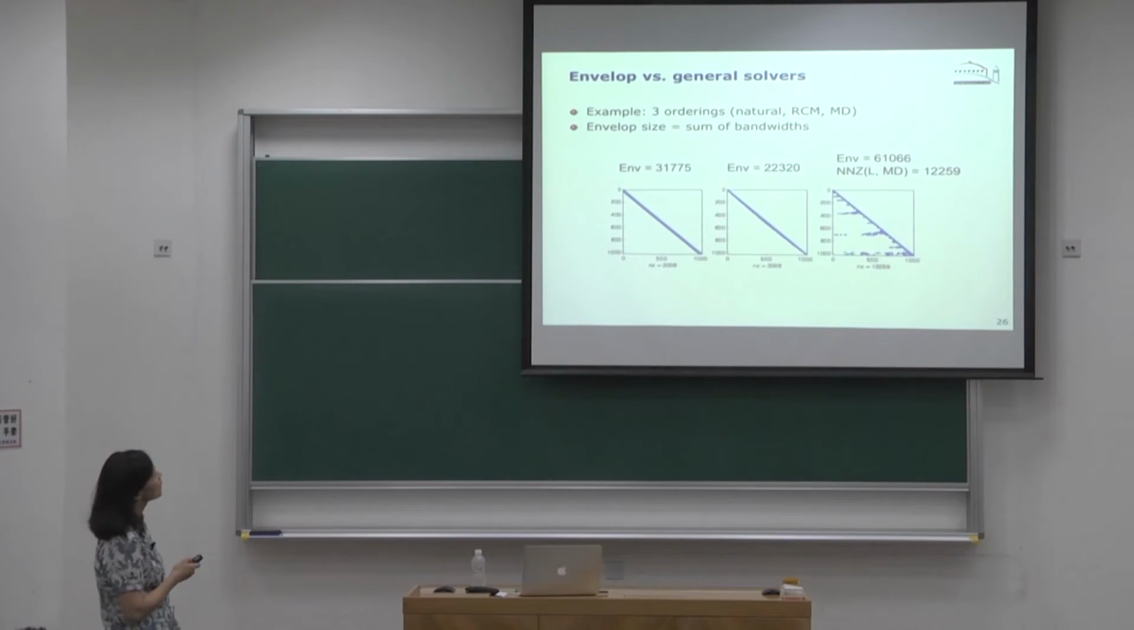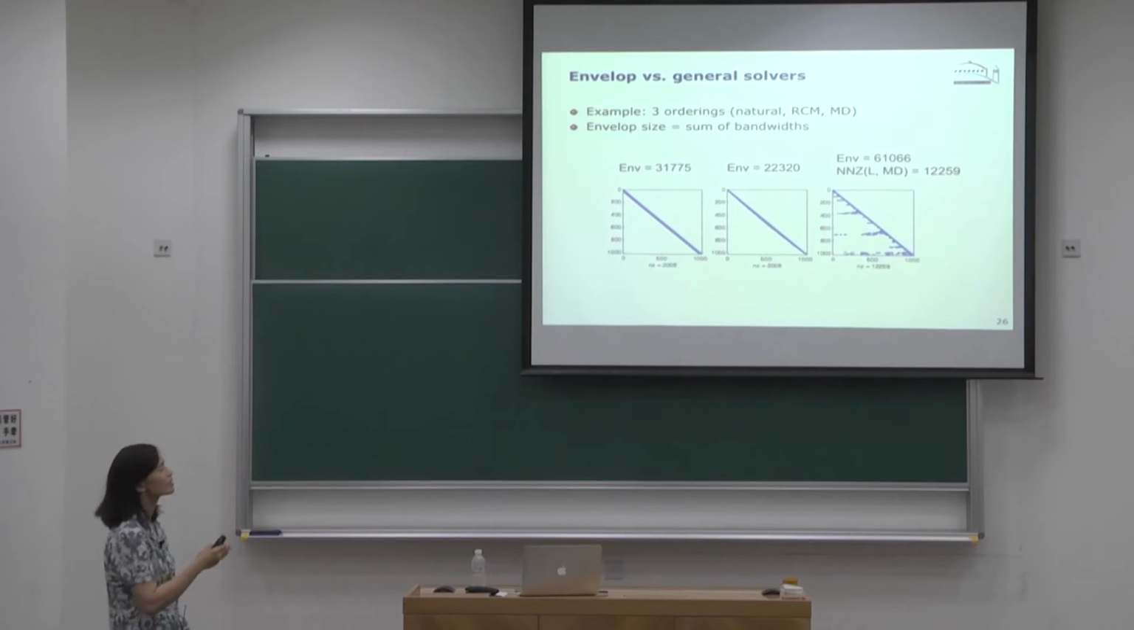But if you don't use the envelope solver and use just the general solver, the number of non-zeros is much smaller than for the envelope solver. The picture I want to show you is really to show that if you are using minimum degree, then it's not good to apply it for an envelope solver, for envelope storage. If you are using an envelope solver, then it's better to use RCM, not minimum degree.